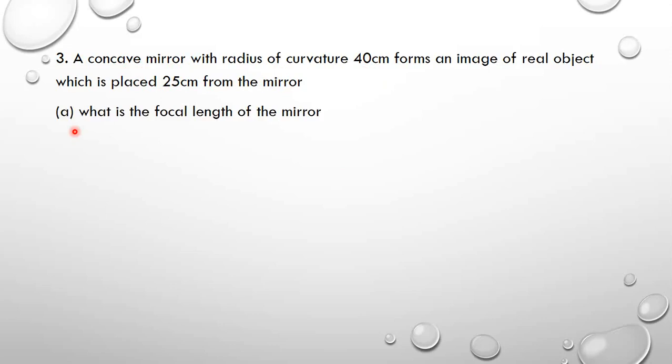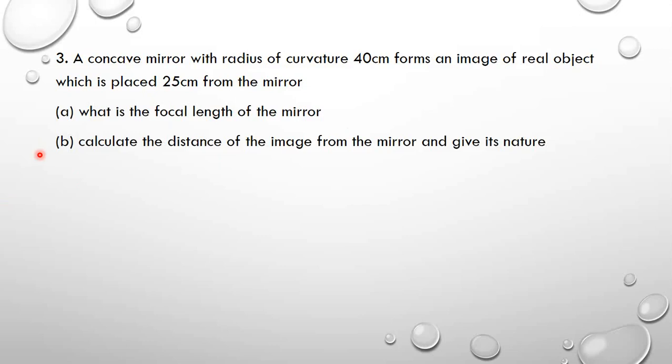What's the question here? What is the focal length of the mirror? And then also they want us to get the distance of the image from the mirror and also talk about its nature. Now let's begin by getting the focal length. We have the radius of curvature. Remember, r is equal to 2f. So f is going to be r divided by 2, which is going to give us 40 divided by 2, which gives us 20 centimeters. So the focal length is 20 centimeters and it is positive.